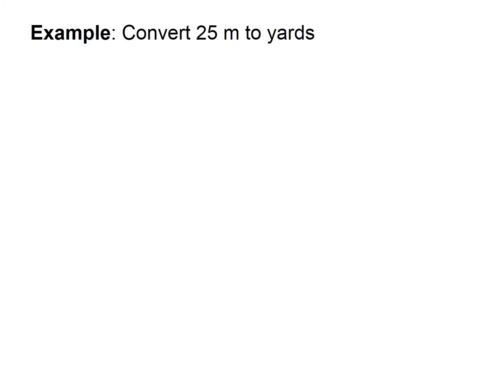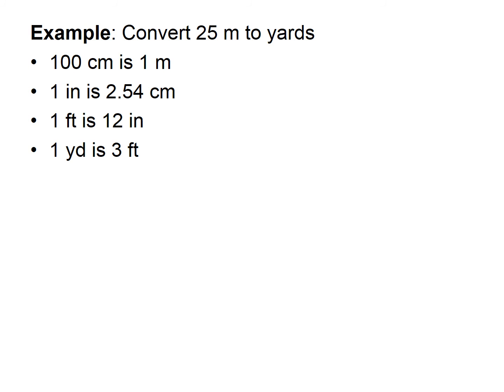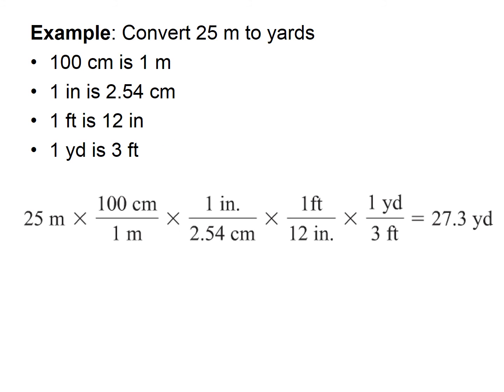In our last example, we're going to convert 25 meters over to yards. Now this problem is going to require 4 pieces of information. The first is that 100 centimeters is equal to 1 meter. Second is that 1 inch is equal to 2.54 centimeters. Third is that 1 foot is 12 inches. And the last is that 1 yard is equal to 3 feet. So let's look at the arithmetic that we would do here and talk about why this works.